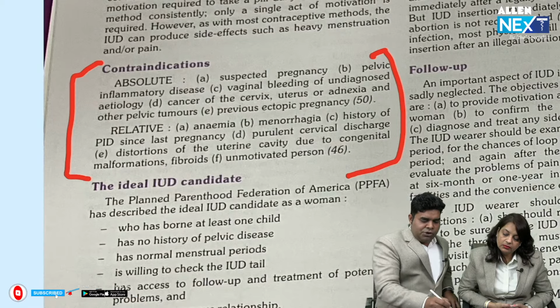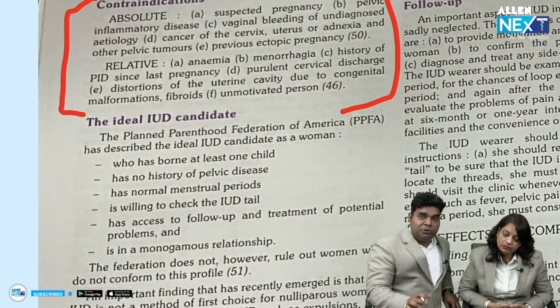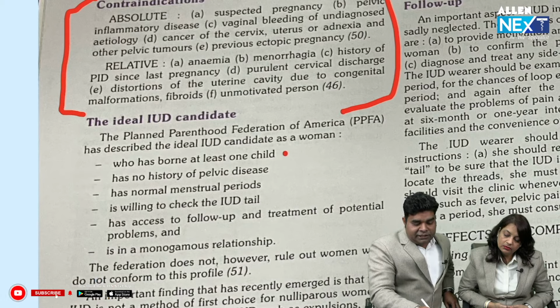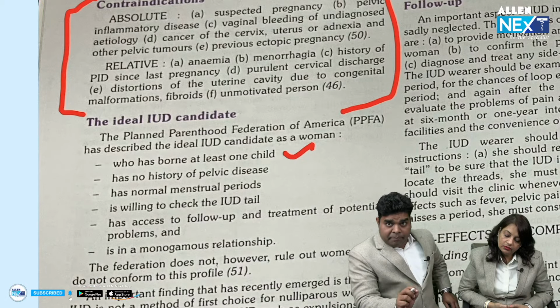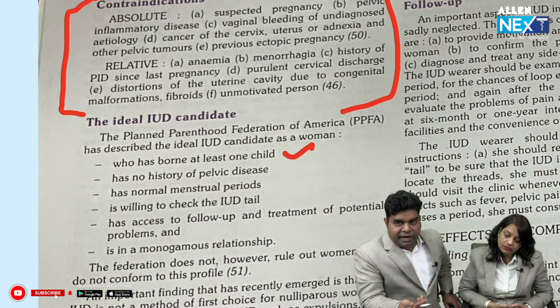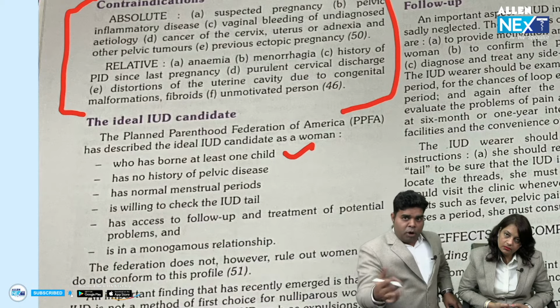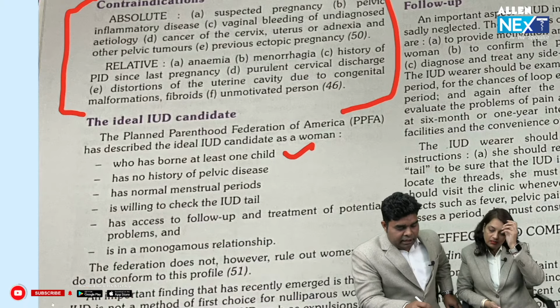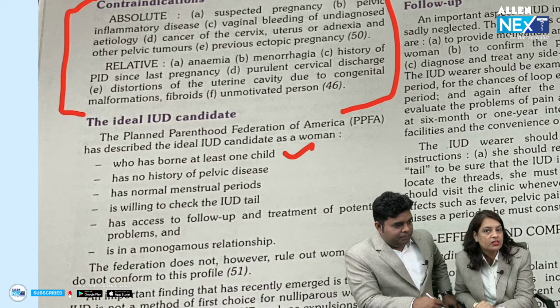So, if they ask a multiple choice question for an ideal IUCD candidate, at least one child should be there, because sometimes the inflammation in the uterine cavity can cause problems in further pregnancy. So they write it in Park. So this is something which is standard.